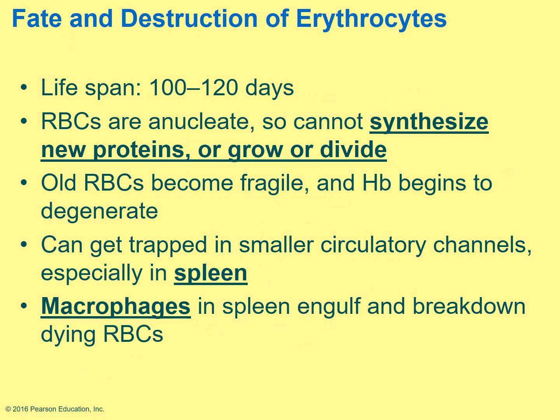The lifespan of erythrocytes is about 120 days. They can't divide, they can't grow. It's dependent on the original stem cells. So what happens as a red blood cell starts reaching that 100-day mark, the old ones, they become very fragile.